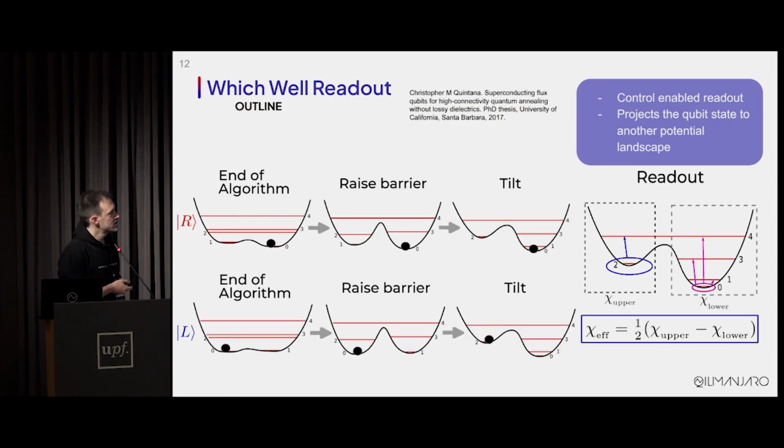Well, actually, it turns out that we can still do the same because for most algorithms, the range of operation is around, say, 50 or so milli phi naught away from the sweet spot. So it's a very small range. So if you find a region in phi z that's wide enough, if you tilt, you can still be sure that you'll be able to land in this region where you can do this kind of readout.